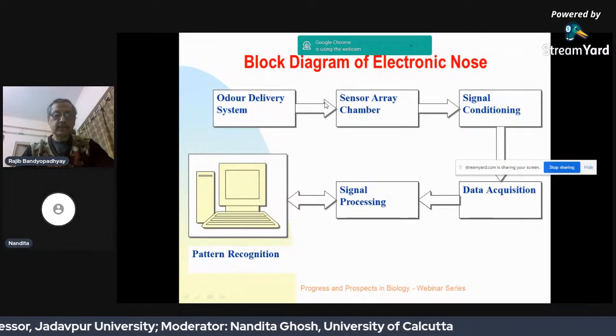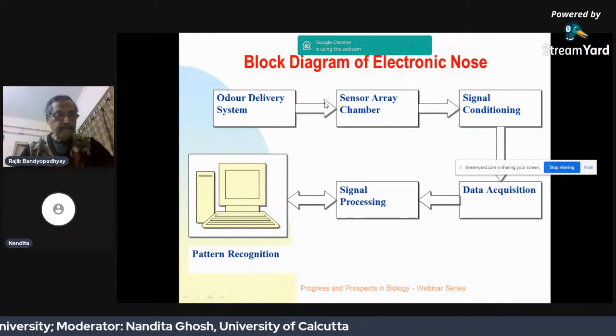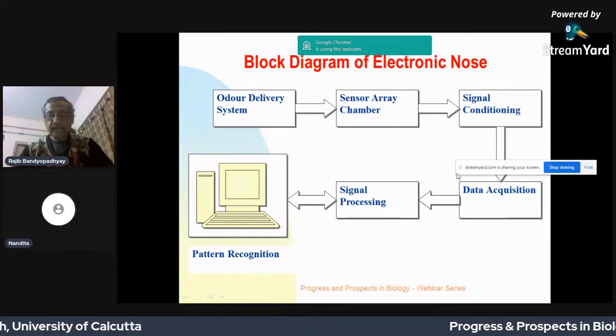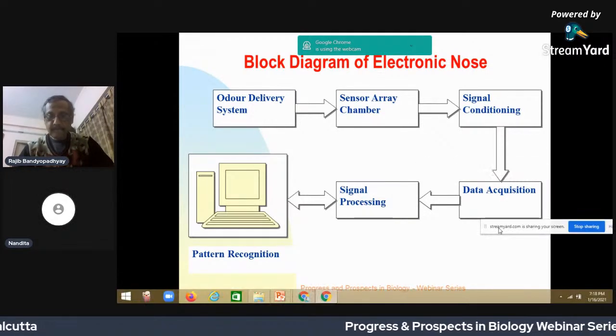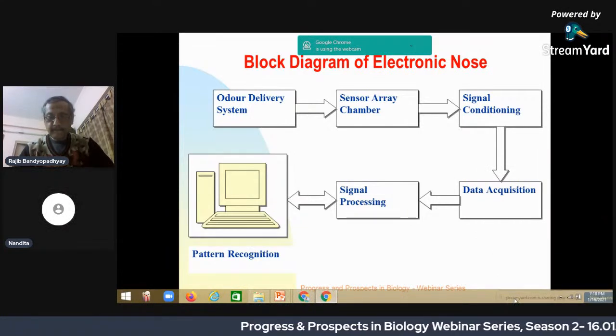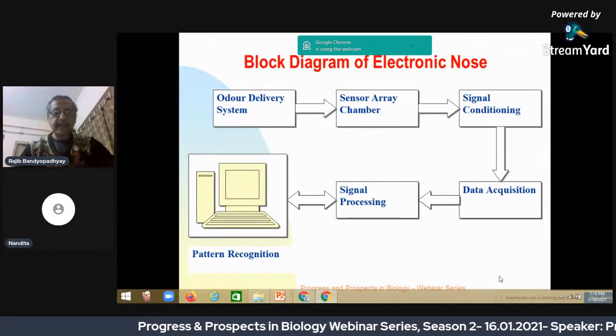Sir, sorry to interrupt, but there is a taskbar coming regarding the stop sharing slide, and a hide option is there. So if you could please click on the hide option. Okay, sir. Thank you, sir.